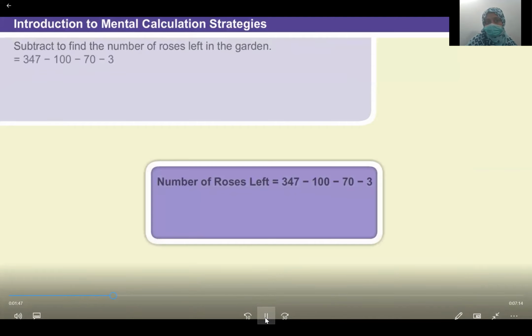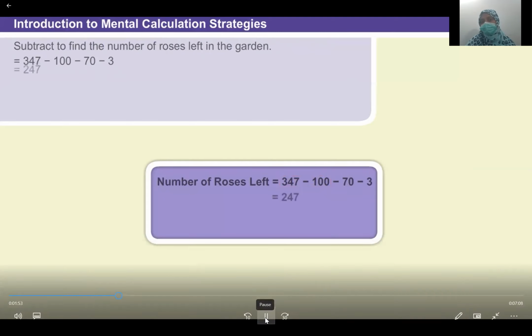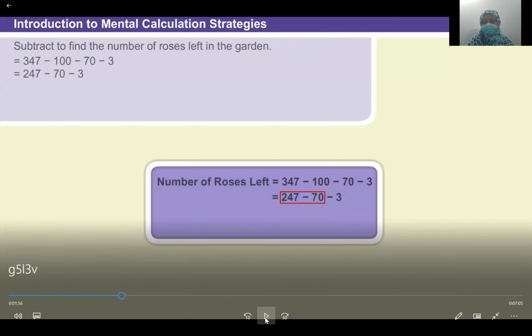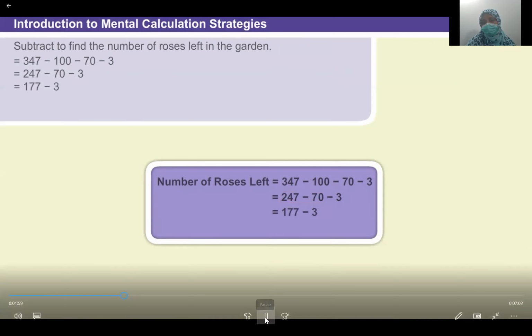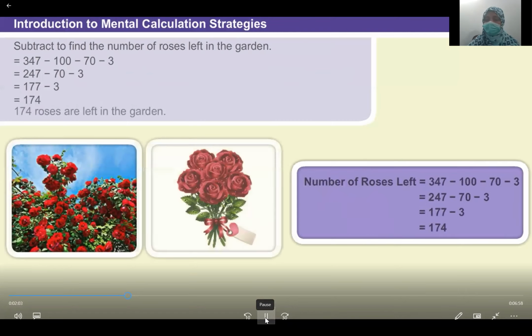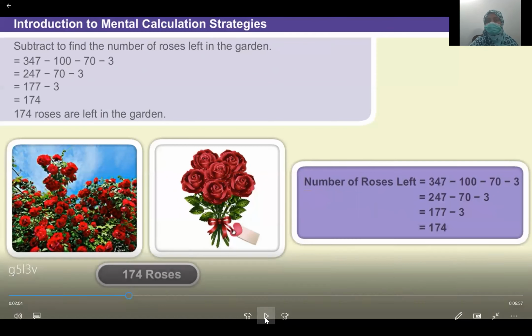Then what is the next step? Here in this question, you have to subtract. So 347 minus 100. It's easy to subtract, 247 you will be getting. Then minus 70 from it. What will you get? 177. Then subtract 3 from it. It will be 174. So the number of roses which are left in the garden is 174. Okay.